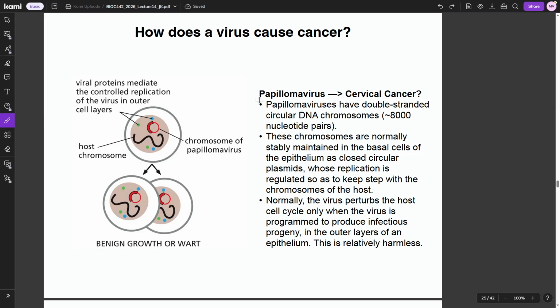So we have a papillomavirus. I always mess this name up. There's so many names that I keep messing up. I'm just going to call it the pop virus, I guess. So at least it's cervical cancer, but this virus is a double-stranded circular chromosome, so it's a plasmid, that has 8,000 nucleotides. So it's actually really small in comparison to a human genome, which is like 3 billion base pairs, right? So this is really small.